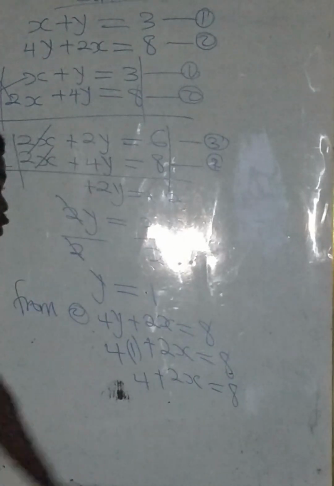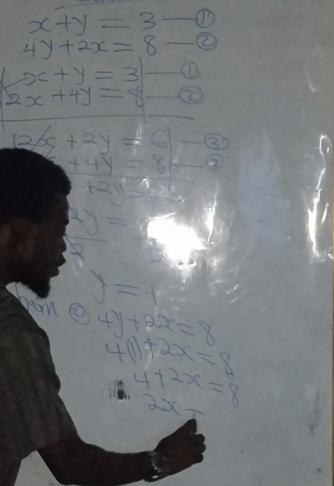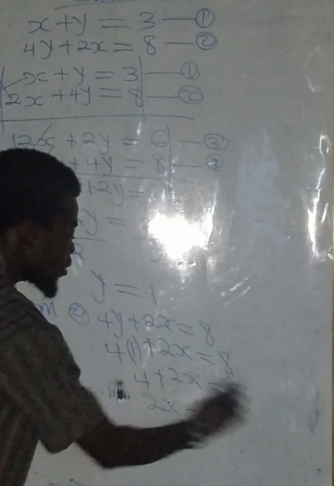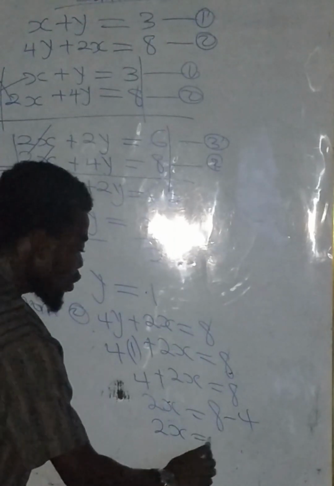So let's collect like terms. Make 2x the subject. Over here, 8 transposed becomes negative 4. Now we have 2x is equal to what?